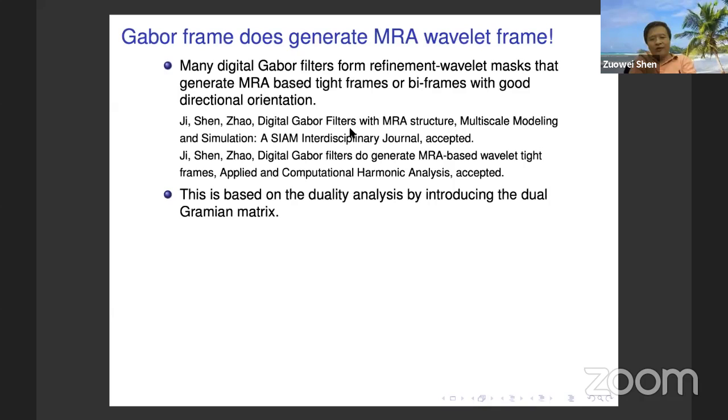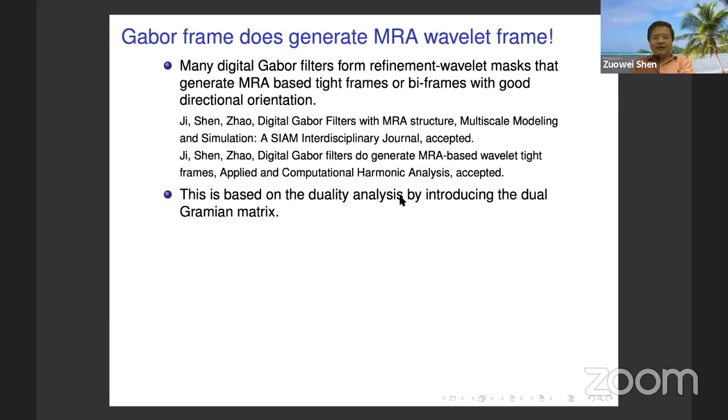First of all, you discover the result is surprising, because for over 30 or 50 years, while wavelets became hotter in the last 30 years, nobody even conjectured that the Gabor filter can form an MRA wavelet system. If you look at these two papers, we not only conjecture, we prove that it is. The proof is not so hard. Why is the proof not so hard? Because we based it on our duality analysis foundation.